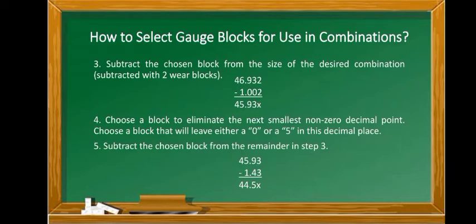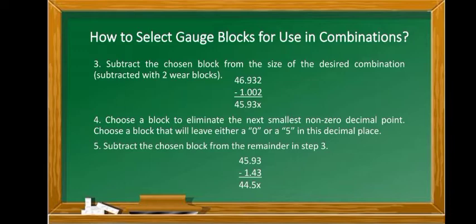So, subtract the chosen block from the size of the desired combination that is being subtracted with the 2 wear blocks. So, 46.932, ang atong remaining length, minus sa our selected block, which is 1.002, is equals to 45.93. So, the third decimal number or the 2 had been eliminated.